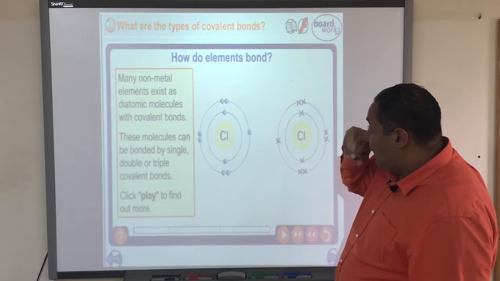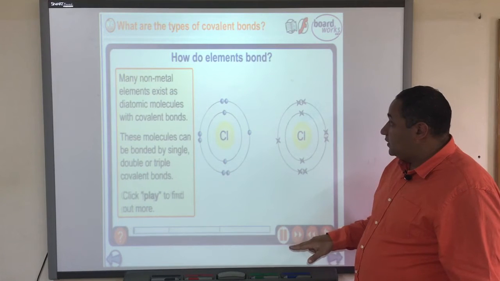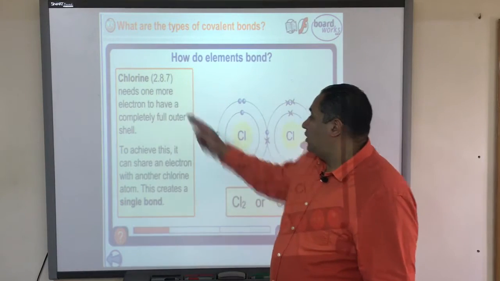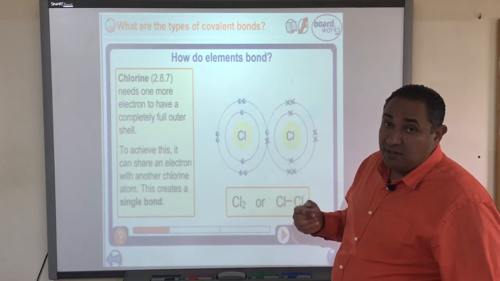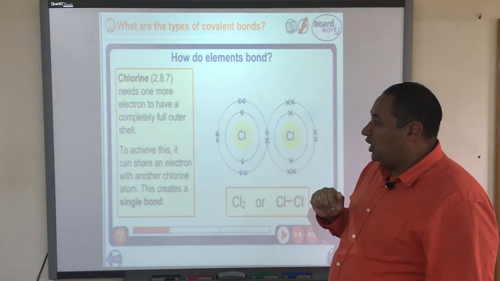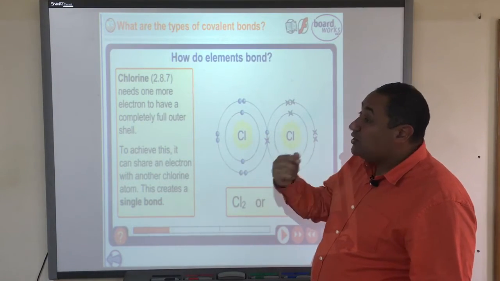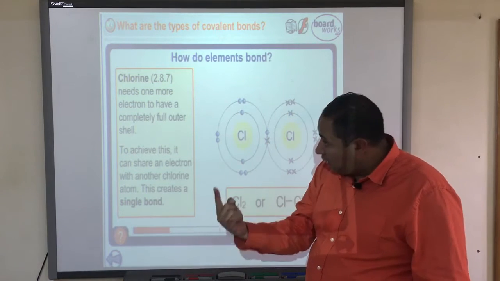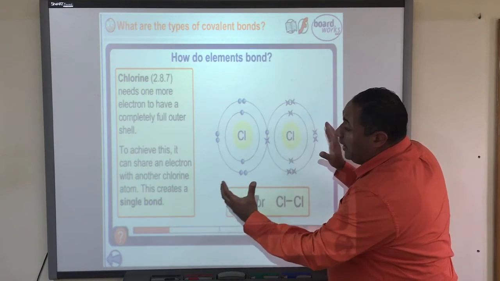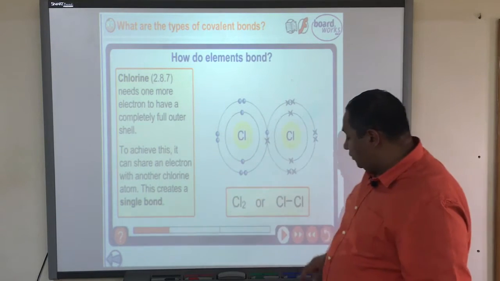Let's see here how elements such as chlorine form a bond. Now, since you know that the structure of chlorine is 2, 8, 7, the perfect structure is to have 8 electrons in the outer shell. So this means chlorine needs one electron. So this means also that chlorine will share one electron. Very good. So what happens here, a chlorine and a chlorine go and bond together in what we call a single bond. Single bond, okay.